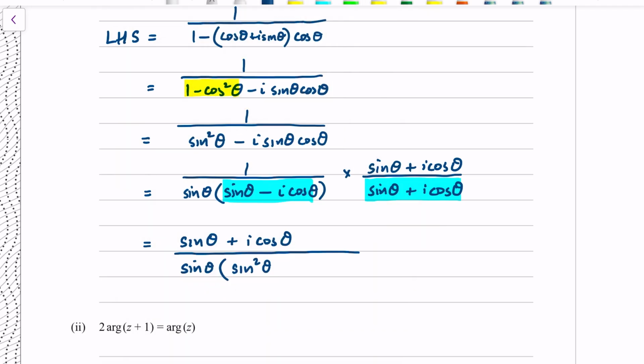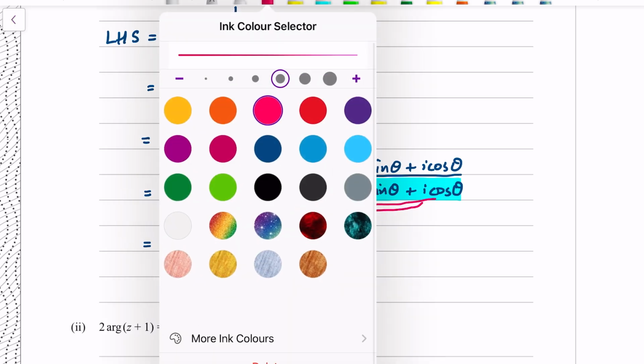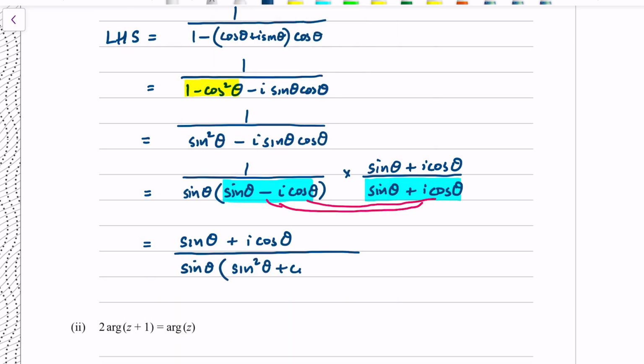So if we times that there, i by i, we get i squared, which is negative 1. There's also the other minus, so that's plus 1, and then it's cos times cos. So we're getting plus cosine squared theta, and lo and behold, that trig identity there rears its head. That there is equal to 1 always, no matter what theta is.